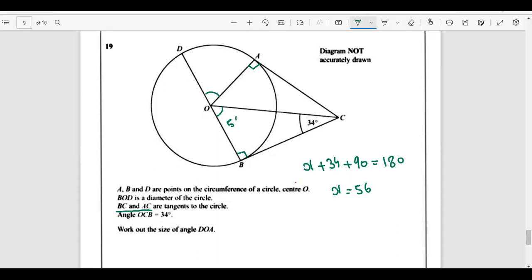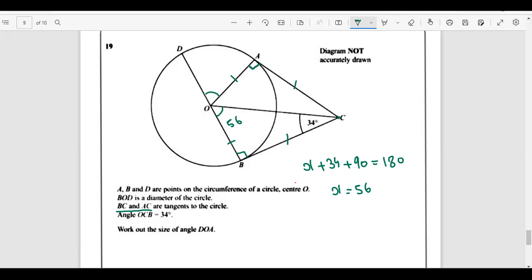Now, this was a property that if there's a point and if you have two tangents coming from it, so this would be same, this would be same, this is same, this is same, because this is the radius.